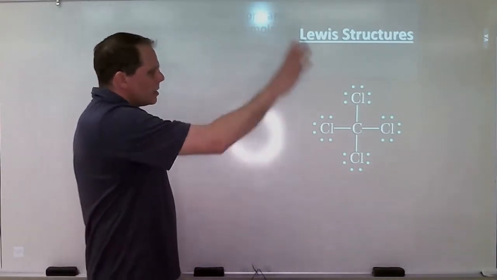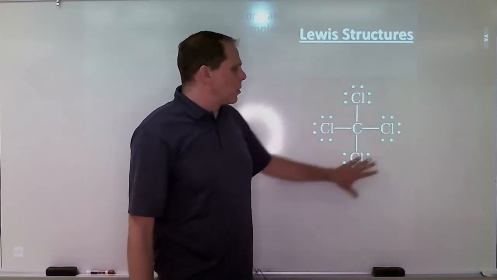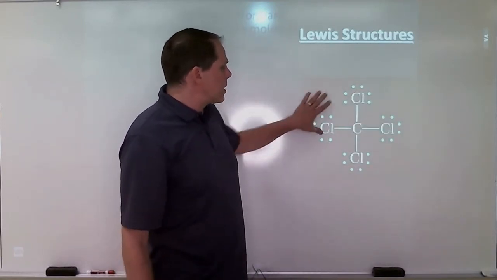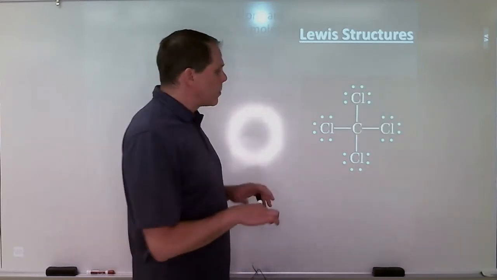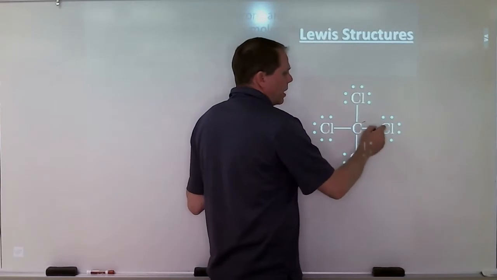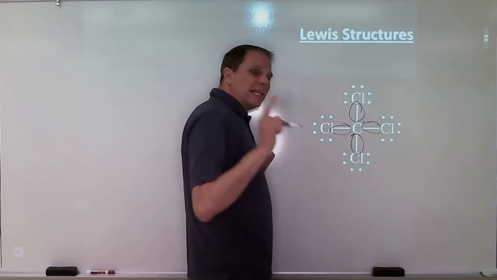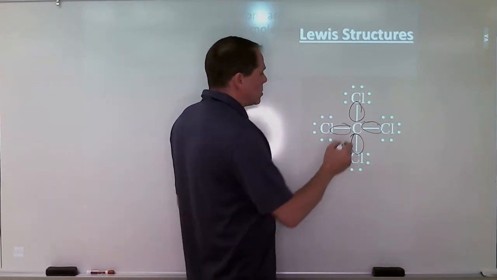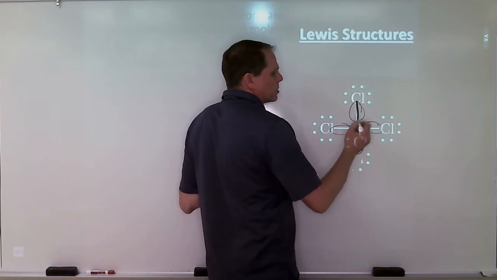So here's a Lewis structure. This is what it would look like if I had carbon and then chlorines. You notice that around the chlorines, I've got all these extra electrons. There's a part of the chlorines that are sharing, and that's the part they're sharing with carbon. Remember, every line represents 2 electrons. So that line right there represents 2 electrons, or 2 dots.